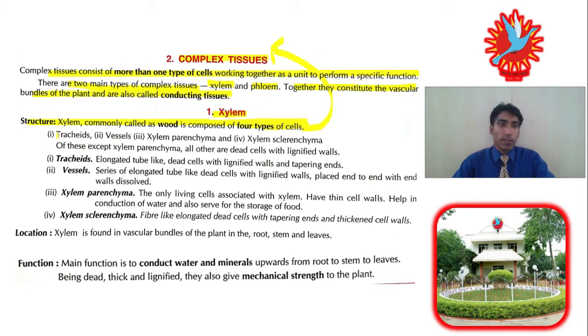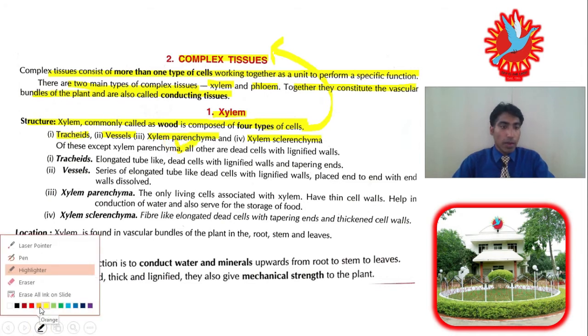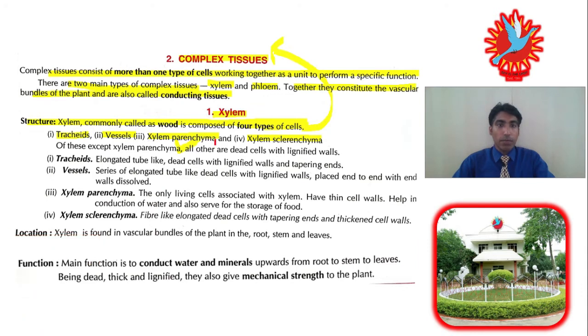What are these types of cells? Tracheids, xylem vessels, xylem parenchyma and xylem sclerenchyma. Let me tell you one thing: only xylem parenchyma are living cells, other cells are dead cells. Here only xylem parenchyma is living, while tracheids are non-living, vessels are non-living cells, and xylem sclerenchyma are also non-living. So keep this point in your mind.